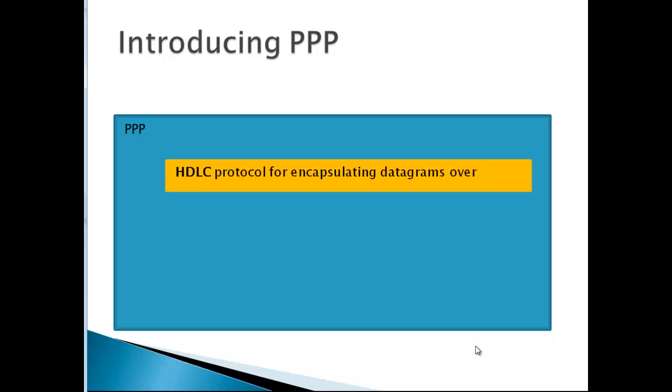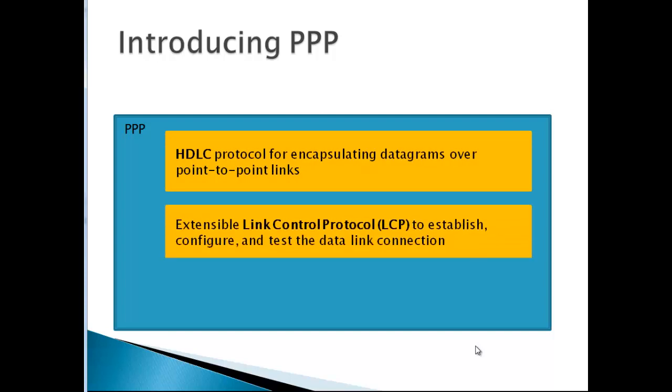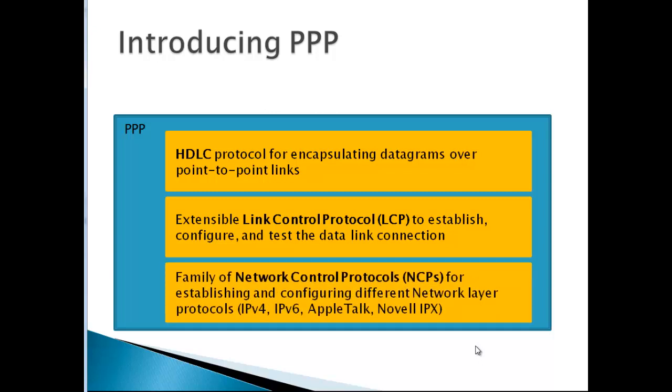Okay, introduction to PPP. Point-to-Point Protocol is made out of the HDLC protocol for encapsulating datagrams over point-to-point links. This is a layer 1 HDLC. Then it's made out of the extensible Link Control Protocol, LCP, to establish, configure, and test the data link connection. Thirdly, it's made out of a family of Network Control Protocols, NCPs, for establishing and configuring different network layer protocols: IPv4, IPv6, AppleTalk, and Novell IPX.